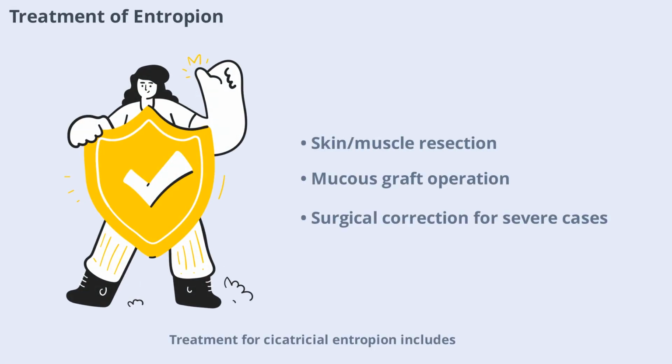Treatment for cicatricial entropion includes resection of skin and muscle or mucus graft operations to push the eyelashes outward. For spastic entropion, addressing the underlying cause of muscle spasm is key. Temporary relief can be achieved by pulling the lid downward with adhesive plaster. In severe cases, surgical correction is necessary to restore normal eyelid position and prevent corneal damage.